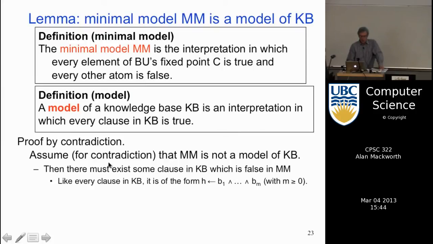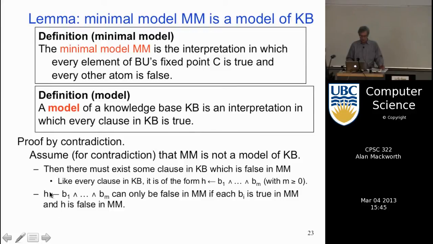So we'll prove it by contradiction. So we say, well, the theorem's false. If the theorem's false, then we get a contradiction, therefore the theorem must be true. Assume by contradiction that the minimal model is not a model of the knowledge base. How could that be true? Well, then there must exist some clause in the knowledge base which is false in the minimal model, because in every model all the clauses are true, so there must be one that's false. That clause must have some form like H if B1 through Bm, with m greater than or equal to 0.